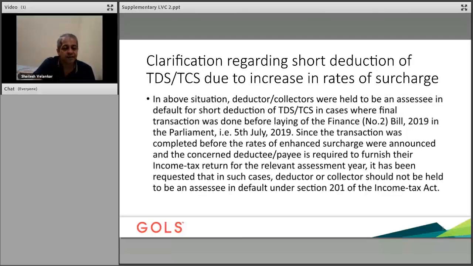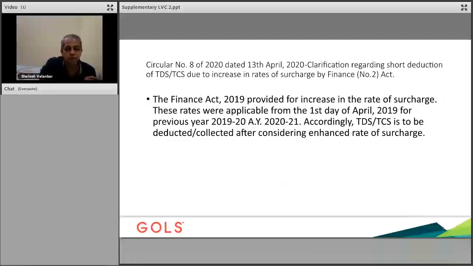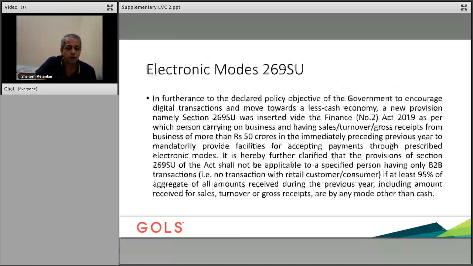Okay, see the dates. 5th July 2019, this bill was put up in the Parliament, right? Before that, the effect was given from 1st day of April 2019 for the year 2019-20. Now, so yeah, just a moment.